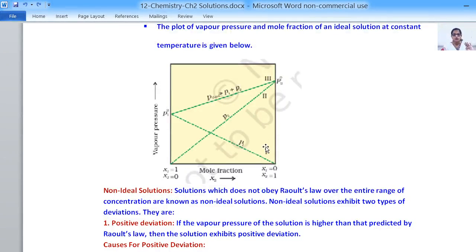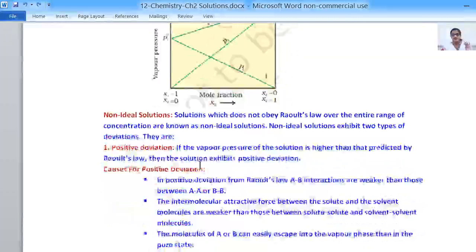So this is all about ideal solutions. Now next we will move on to non-ideal solutions. An ideal solution is a solution which obeys Rolle's law. A non-ideal solution will be exactly opposite to the ideal solution. Solutions which do not obey Rolle's law over the entire range of concentration are known as non-ideal solutions.